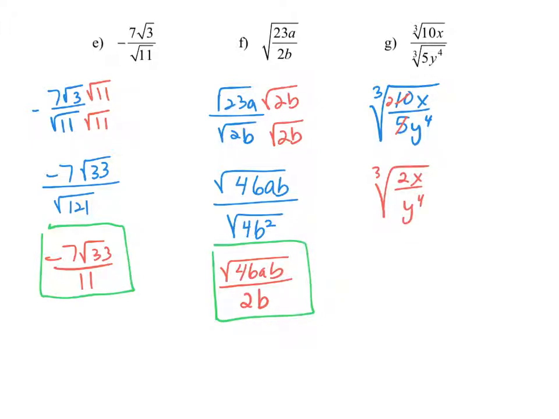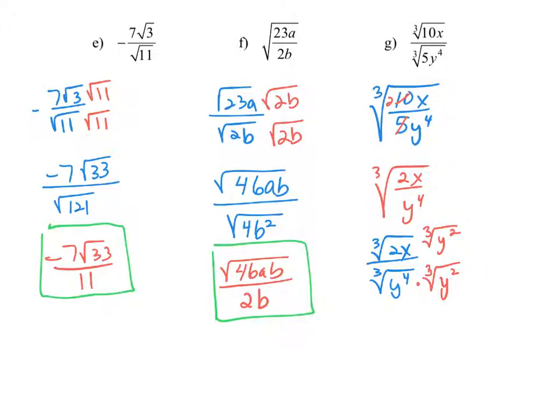Now we can write this as the cubed root of 2x in the numerator and the cubed root of y to the fourth in the denominator. And we rationalize the denominator by multiplying by something that makes the radicand a perfect cube. Since we have y to the fourth, I can multiply by the cubed root of y to the second. That'll give us y to the sixth, which is a perfect cube. And we multiply both the numerator and the denominator by the cubed root of y squared.